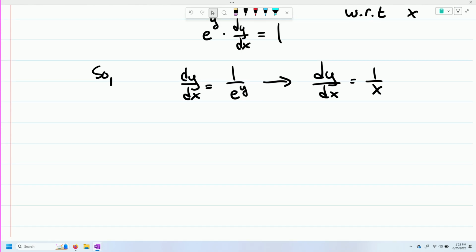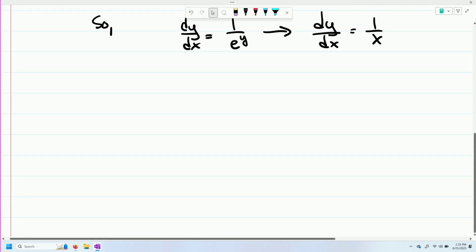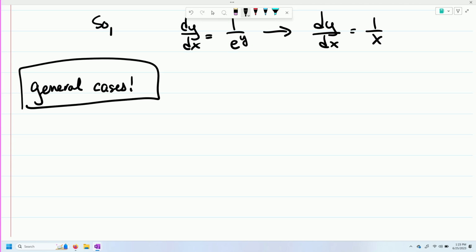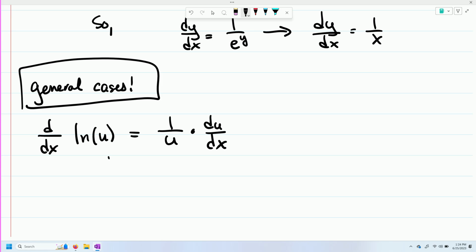Now, as always, this is a special case, so let's give you the general case. All right, this is my favorite. The general cases are always my favorite because they work on everything, not just something specific. So, if I wanted to find the derivative of the natural log of u, that is going to equal 1 over u times du dx. Remember, the argument here, you're going to have to use that chain rule to differentiate this. So it's 1 over u times du dx.